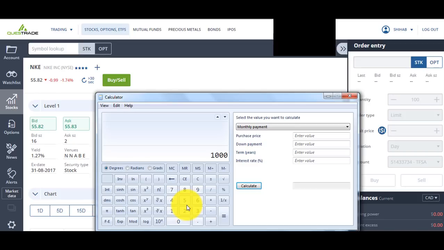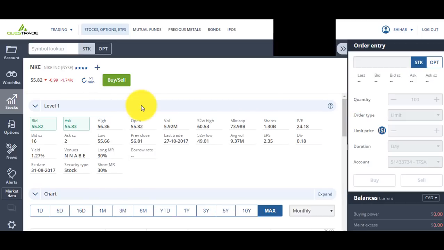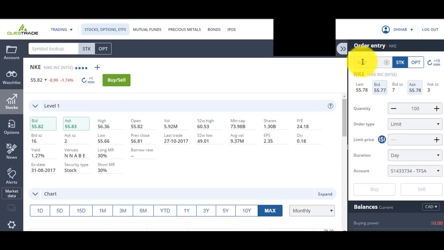You got to take into consideration the fees. So minus $5, that's $9.95. Just to be safe, let's just say $9.90. And you want to buy Nike shares, so let's say you want to buy it at $55. So divide by 55, so you can buy 18 shares of Nike. So if I'm interested in buying Nike at 55, I can click buy.